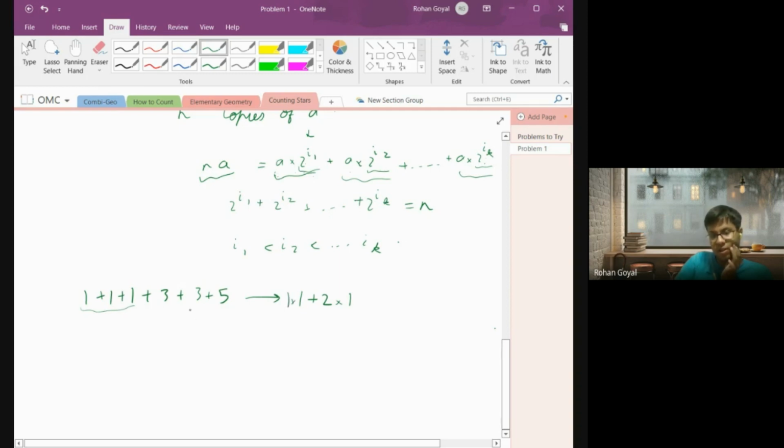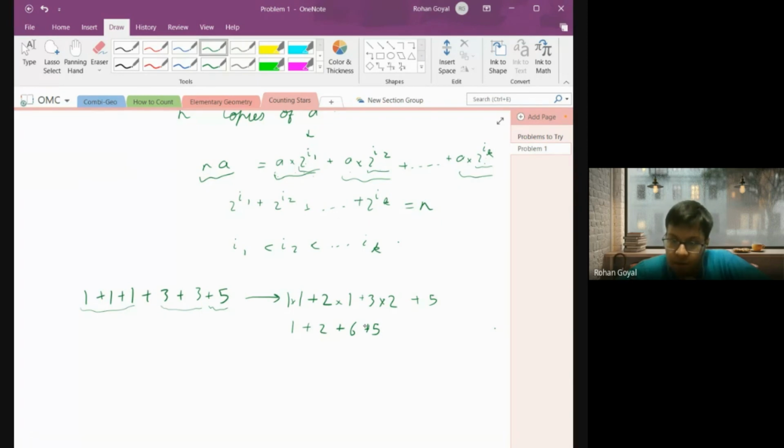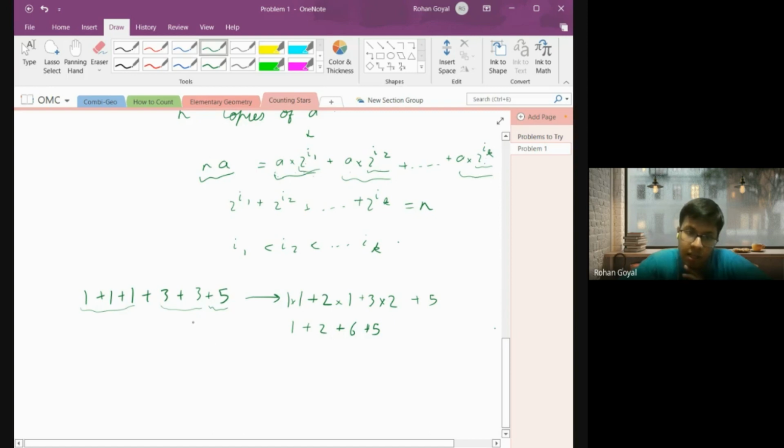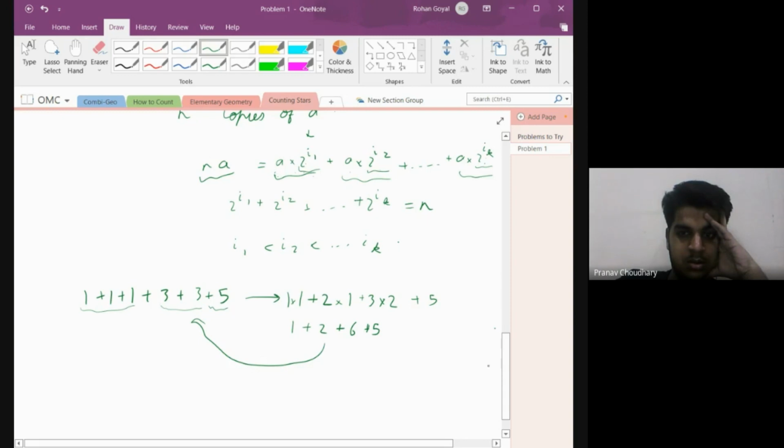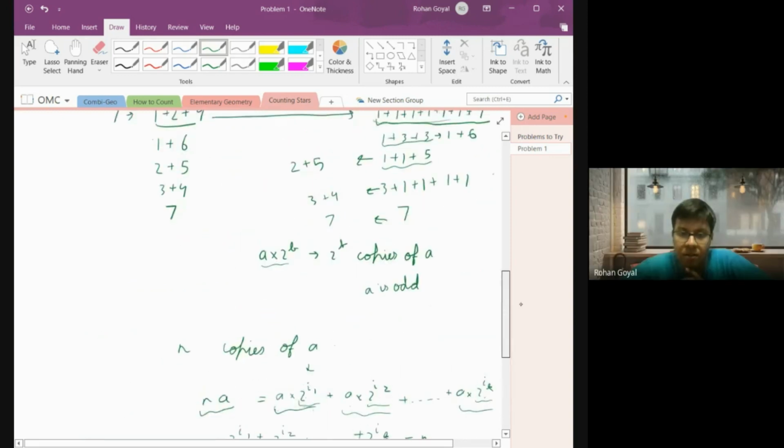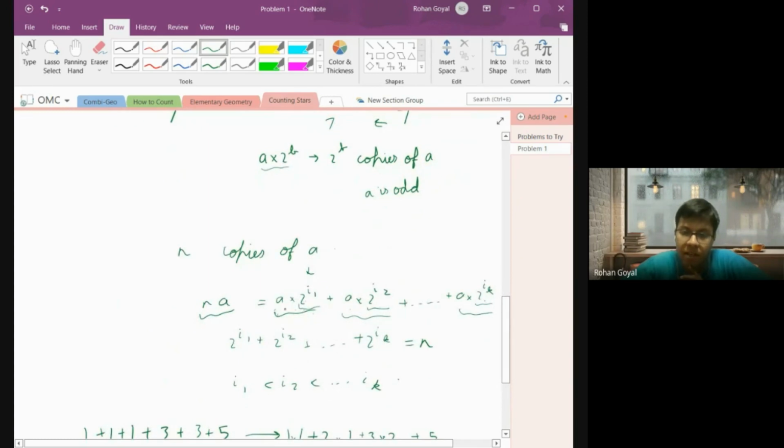You have 2 copies of 3, so that becomes 3 into 2. And you have 1 copy of 5, so that becomes 5. So this becomes 1 plus 2 plus 6 plus 5. Did that make any sense whatsoever? You can see that if we break this back using a technique, this is what will come. So that's exactly what you're trying to do. You have n into A. We want to break it into A into some power of 2, because that's how we were breaking down into some power of 2 as copies of A.